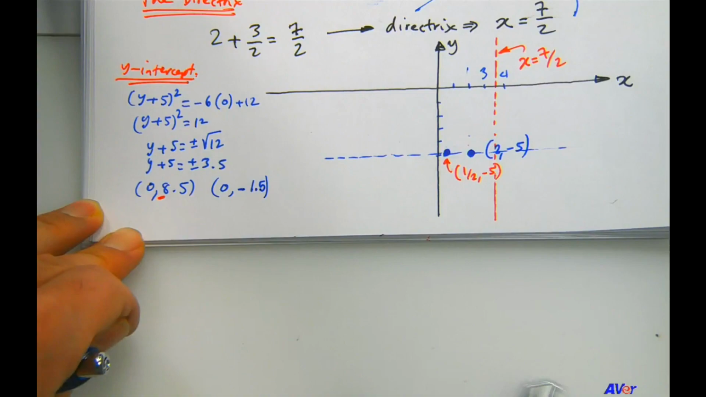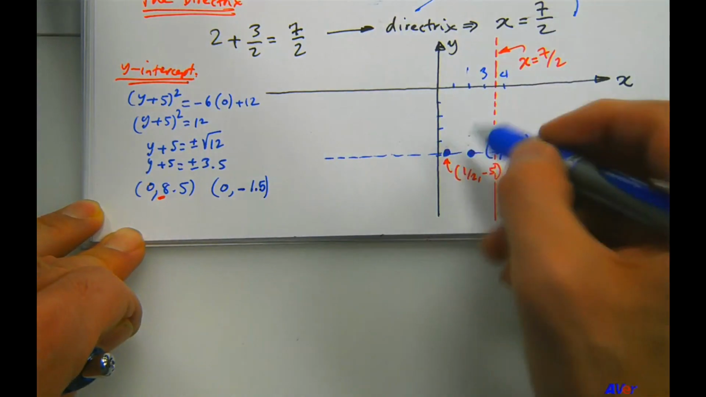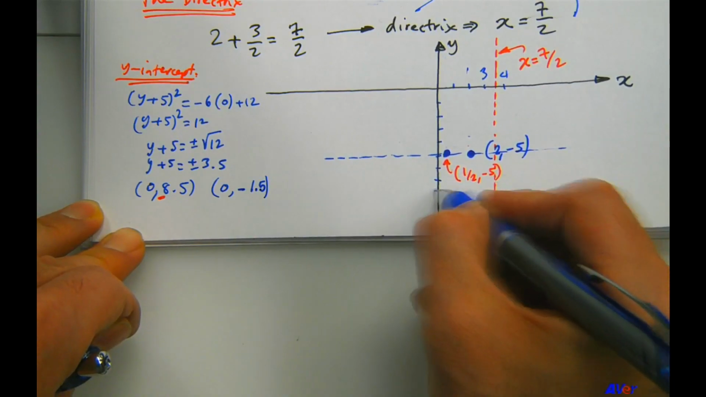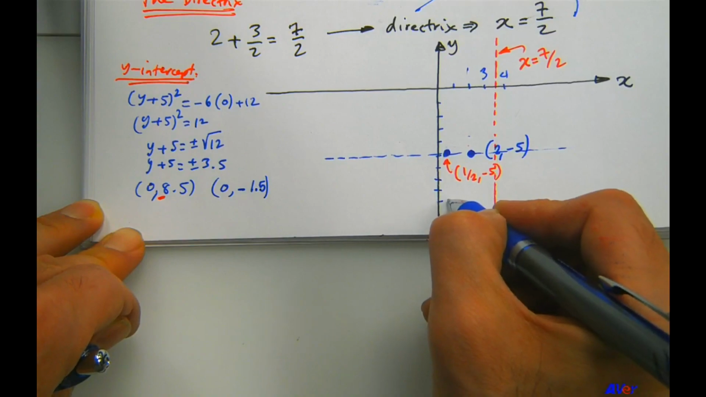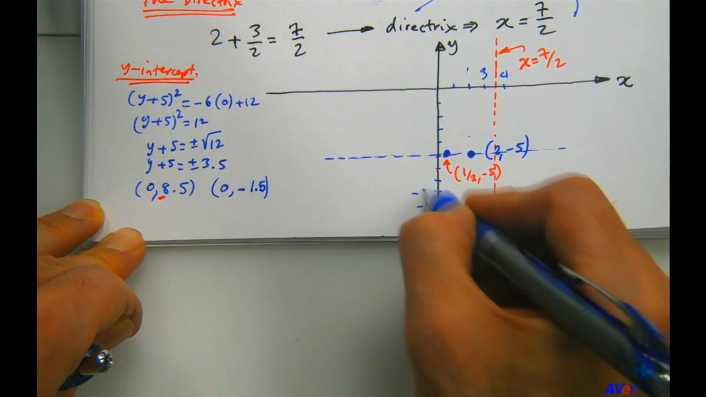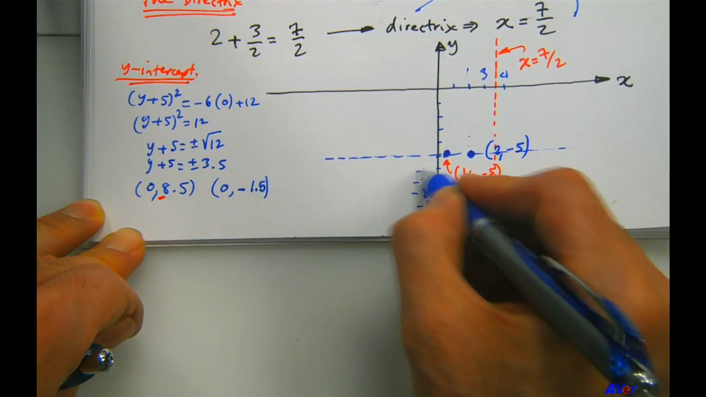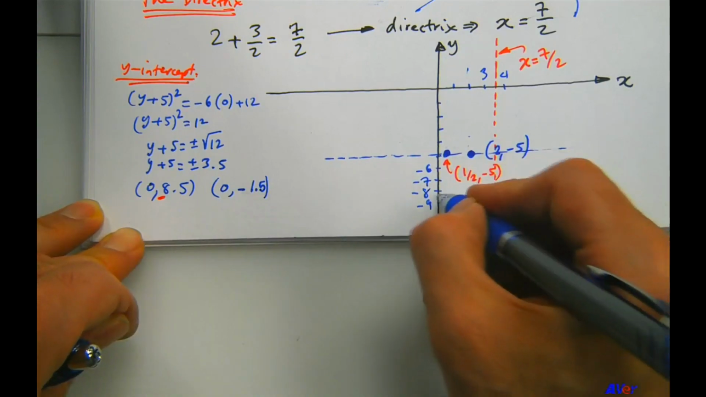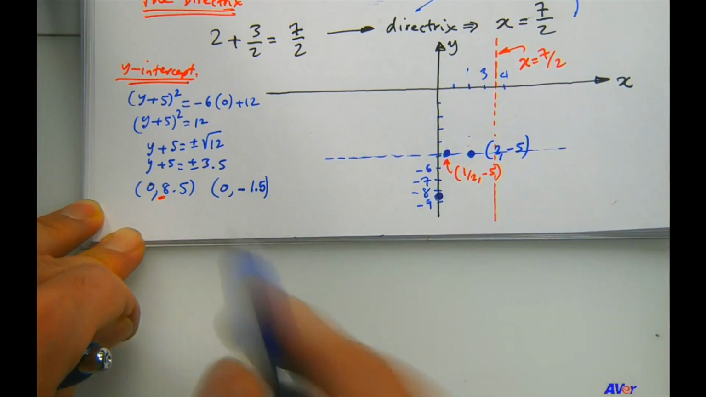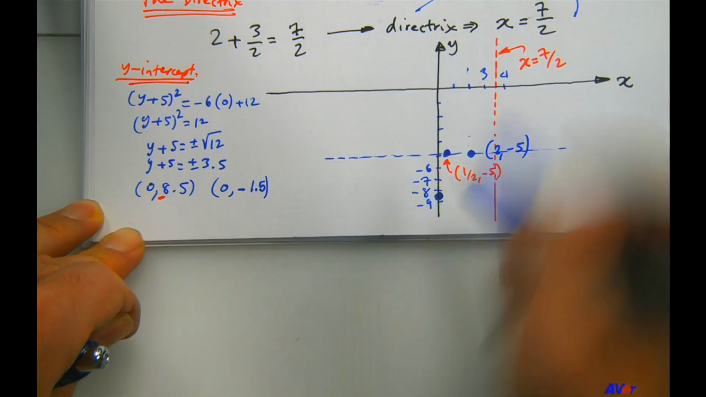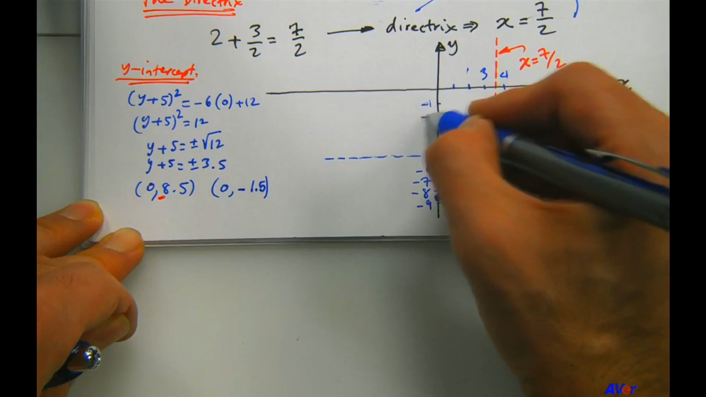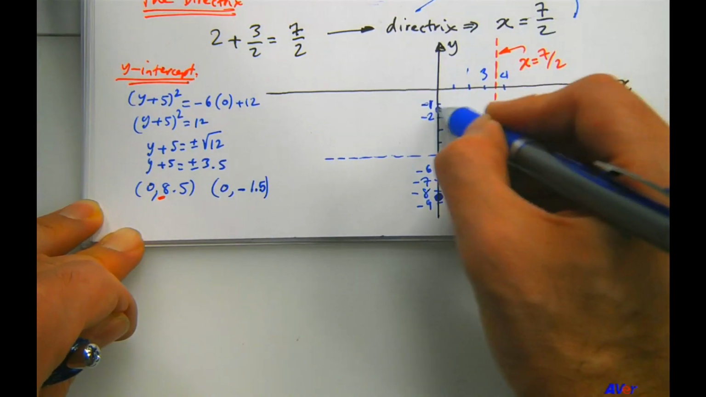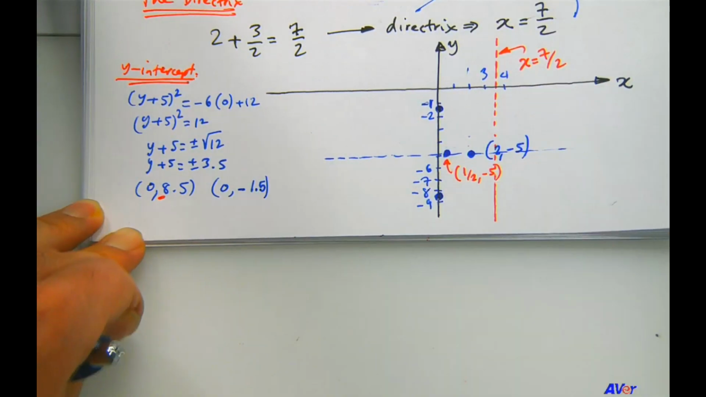So where are these? Let's locate these on here. If this is minus 5, this minus 6, minus 7, minus 8, minus 9. Right? Because that line is going through minus 5. So minus 8.5 would be somewhere here. That's the y-intercept. And the other one is at minus 1.5. If that's minus 1 and minus 2, minus 1.5 is right there. So these are the y-intercepts of this parabola.